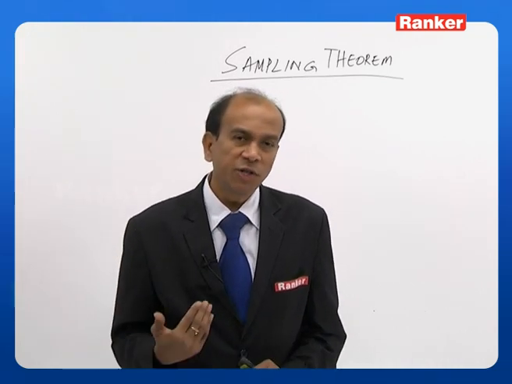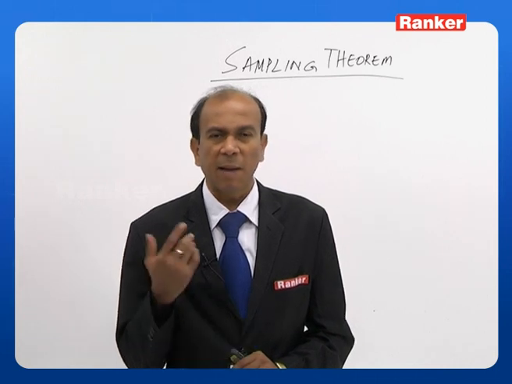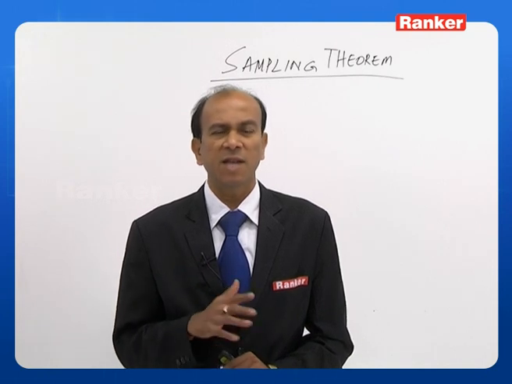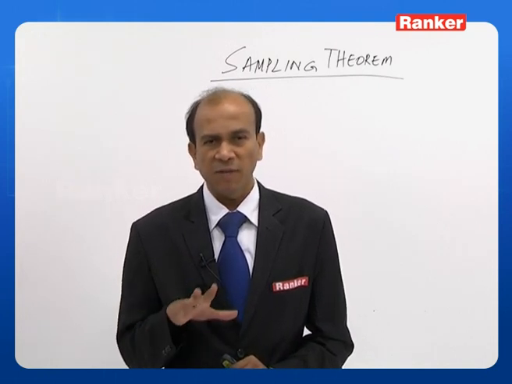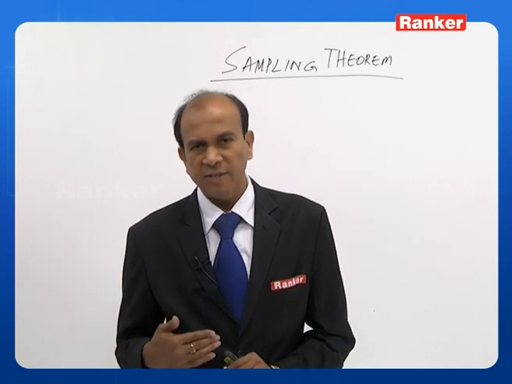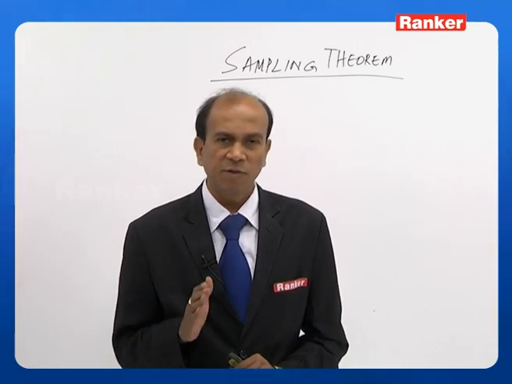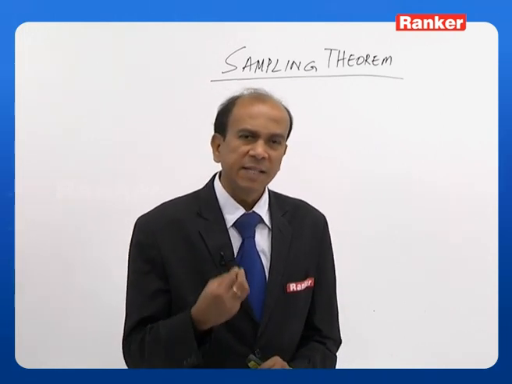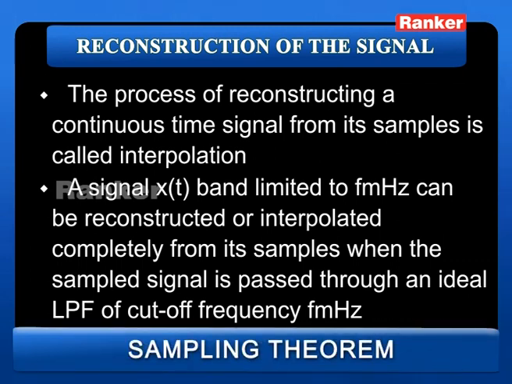Now, how do I do interpolation, or how do I recover a signal x of t from a sampled signal? The sampled signal must be passed through a low pass filter with a cutoff frequency equal to the maximum frequency of the given signal, Fm hertz. The maximum frequency is Fm. The low pass filter must have a cutoff frequency of Fm hertz. So, this is how we enable the recovery of a signal. A signal x of t band limited to Fm hertz can be interpolated completely from its samples when the sampled signal is passed through an ideal low pass filter of cutoff frequency Fm hertz.